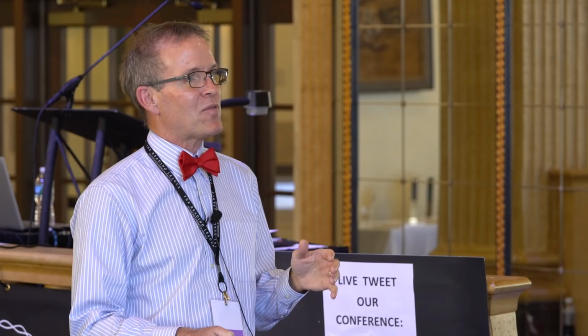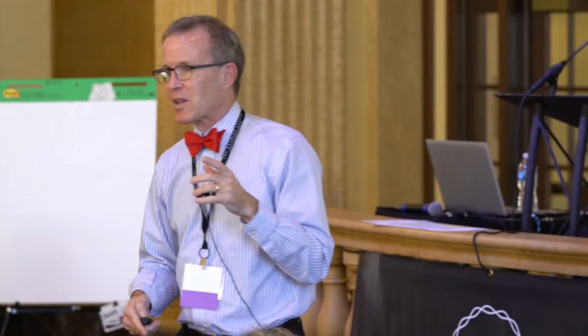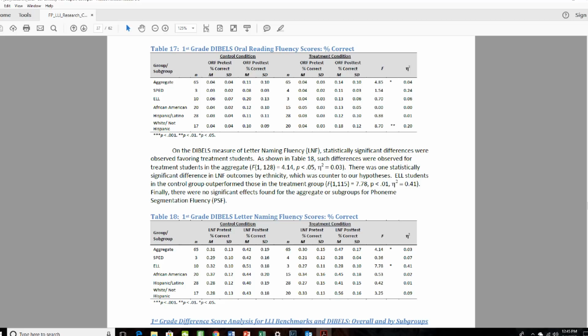I can't find it right now. There's one of these groups actually, let's see if we can find it, that actually did worse when they got LLI. And again, yeah, it's better than nothing. And again, here we have letter naming fluency, only the ELL kids. DIBELS oral reading fluency, only the Hispanic, white non-Hispanic kids.